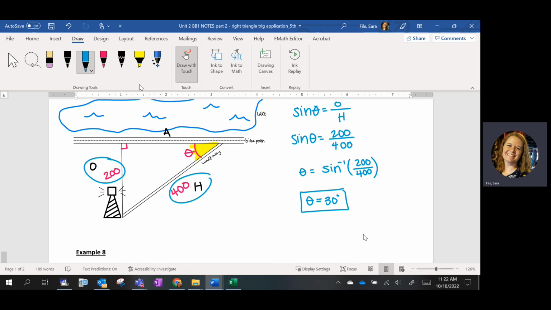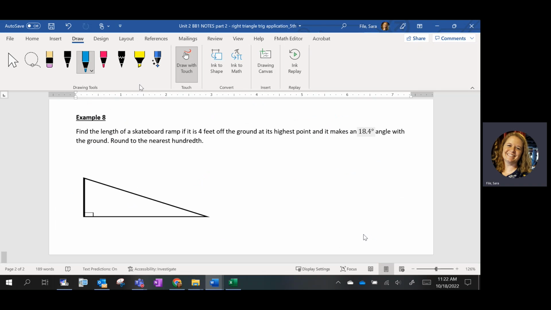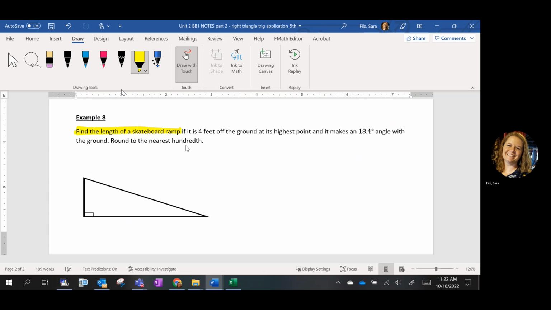All right, so back to the last example here. It says find the length of a skateboard ramp if it's 4 feet off the ground at its highest point and makes an 18.4 degree angle with the ground. So find the length of the skateboard ramp. What part of this triangle would be the skateboard ramp? Yeah, the slanted part, the hypotenuse. Wouldn't be too exhilarating to just skateboard along the flat ground, right? I mean, it's still fun, but definitely not a ramp. So the ramp is at an incline.